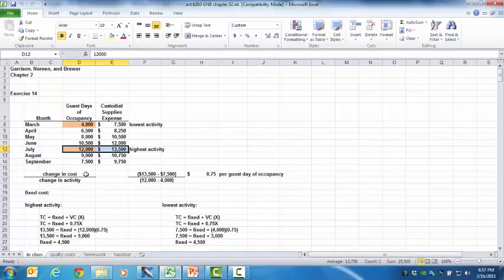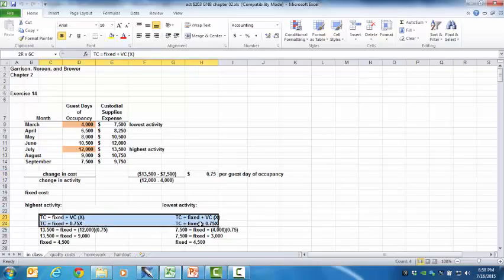I'm going to take that change in cost and divide it by the change in activity. And for those of you who recognize this from, say, linear algebra back in your junior high or high school days, this is just rise over run, the point-slope method of a line. And this comes up to yield 75 cents per guest day of occupancy. Now I'm going to take this and use it to determine what the fixed costs are. The high-low method is great because I can solve it in two ways and in the process check my work.